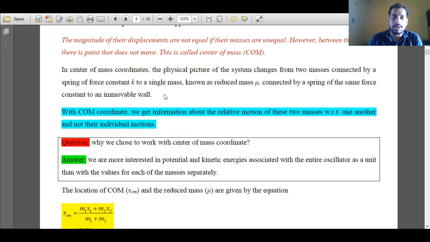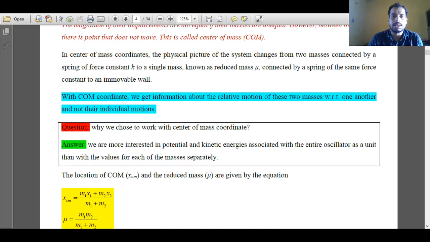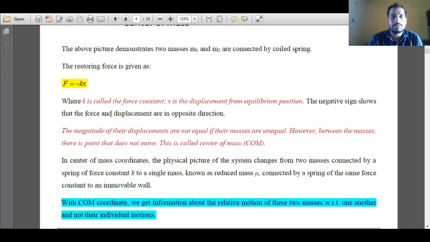So in general, to simplify a quantum or physical problem when many variables are associated, the center of mass coordinate system is generally used. With center of mass coordinates, we get information about the relative motion of the two masses with respect to one another, and not their individual motion.